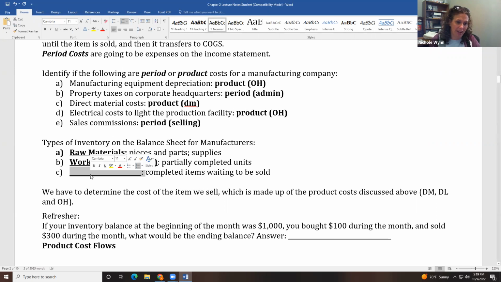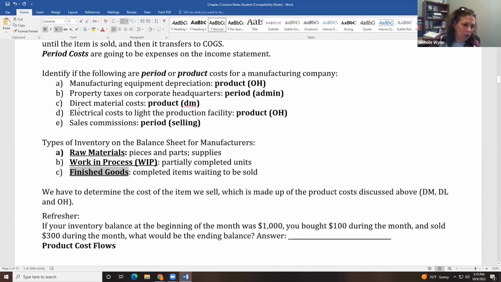And so our last item is finished goods. Finished goods are completed bikes ready to go. These bikes are not sold yet, but they're sitting in our factory warehouse, ready to be shipped to customers. They are an asset to us because eventually we'll sell them to customers and then we will get money.